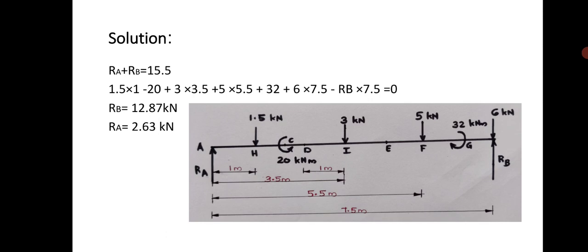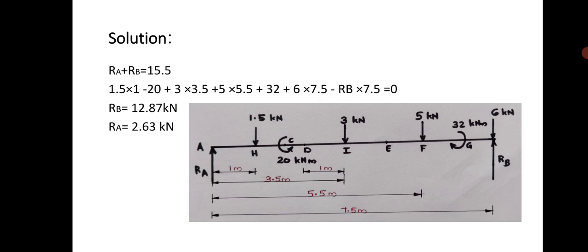Then at C, again the anti-clockwise couple is acting. Then DE distance, we know there is a UDL. So that UDL can be converted to equivalent point load. So 1.5 into 2, that will be 3 kilonewton. Then 5 kilonewton is acting at F. Then clockwise moment 32 kilonewton meter at G, and vertical load of 6 kilonewton at B. So this is the free body diagram.